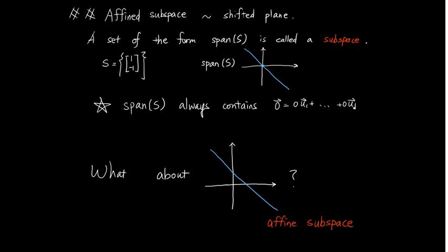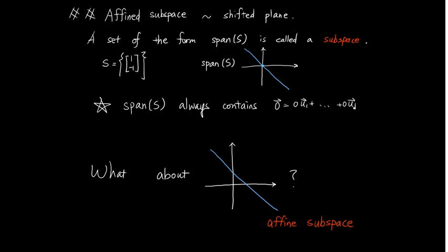Hello everyone. In this video, we are going to talk about the affine subspace and the shift plane. So in the class, we have been talking about the idea of span S. And now we are going to give you an idea saying that any set that is of the form of span S is called a subspace, 子空间.